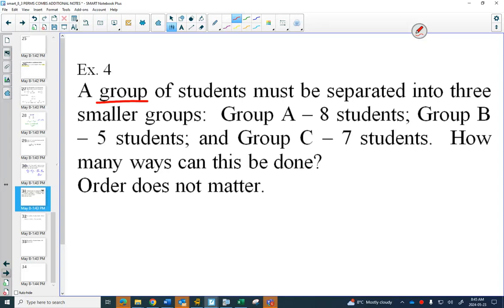A group of students can be separated into 3 smaller groups. Group A, 8 students. Group B, 5 students. Group C, 7 students. Okay? If you're doing group work in a class, it doesn't matter the order that they put you in the group. So this is a combinations question, and we have 3 decisions to make.